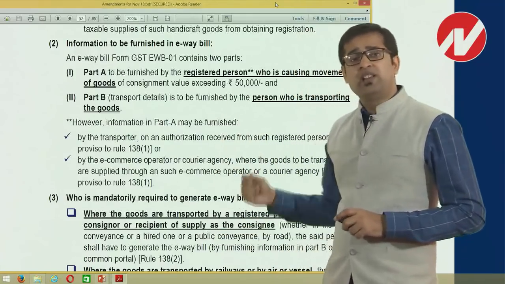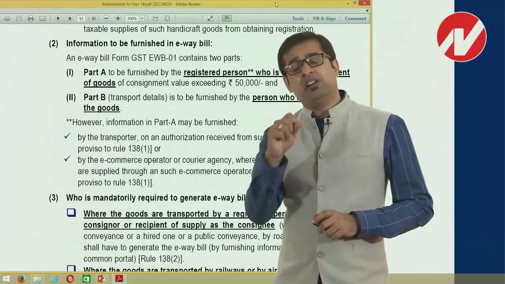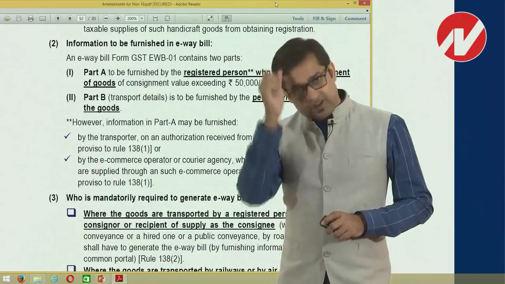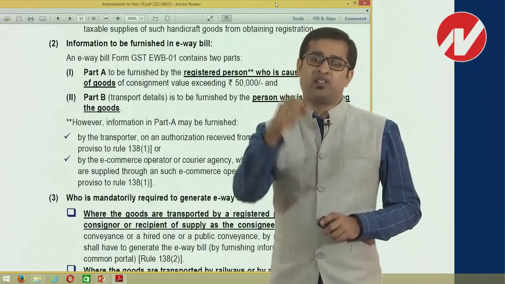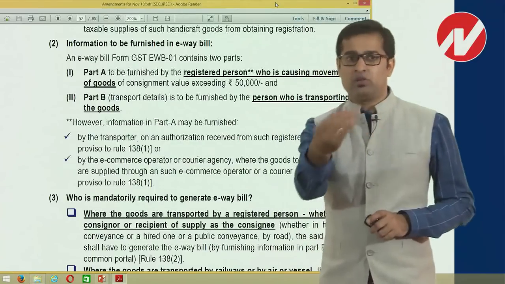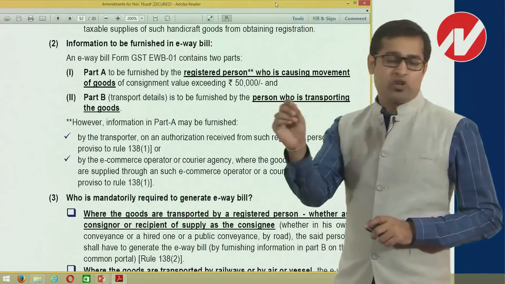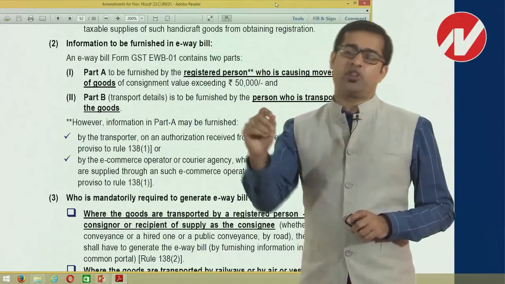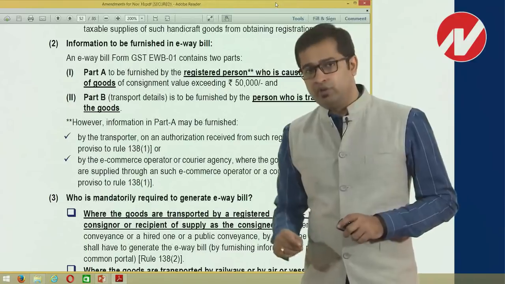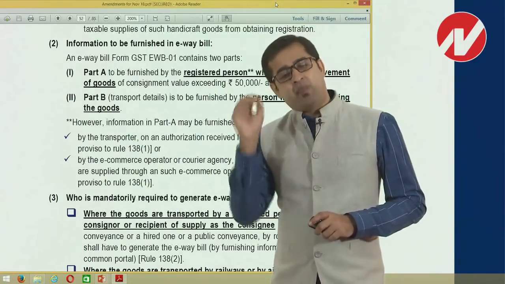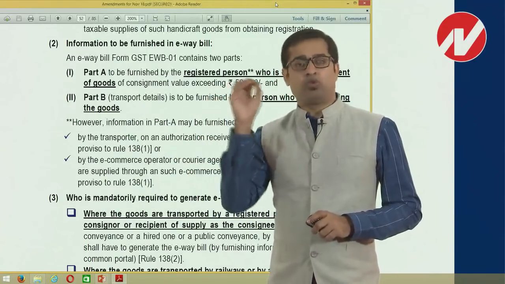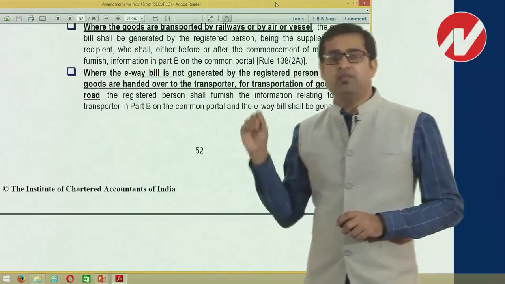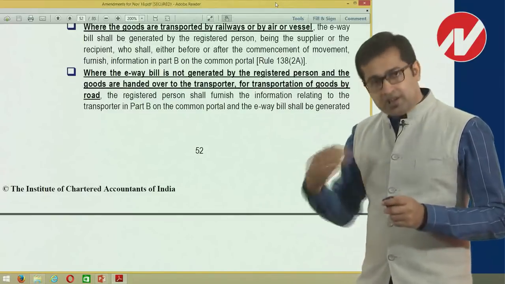But as we have discussed in three cases, if you are transporting by road in your own vehicle, or a hired vehicle, or through public conveyances, then you will fill it as the supplier, or your customer will fill it as the recipient, whoever is doing it through their vehicle will fill it. The transport company will not fill it. Yes, if you hand over goods to the transporter for the purpose of transportation, then let that transport company do the work. And if you are going by air, by vessel or by rail, then in that case 110% the supplier is required to update all the details in e-way bill Part B.